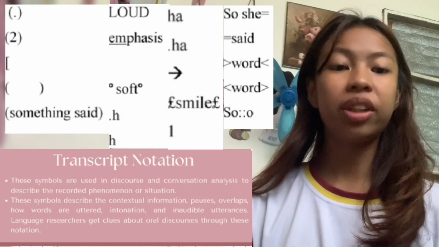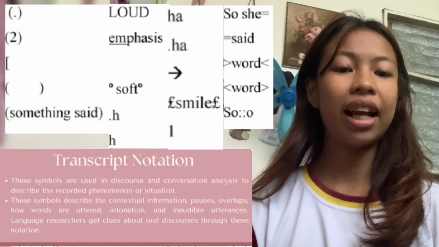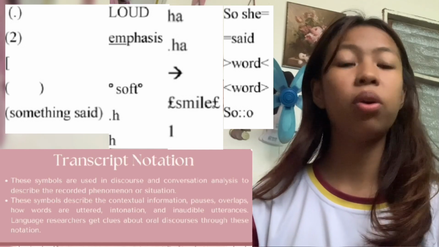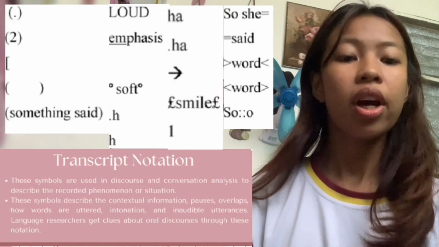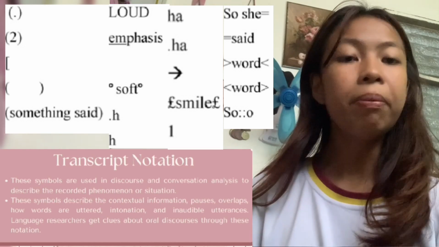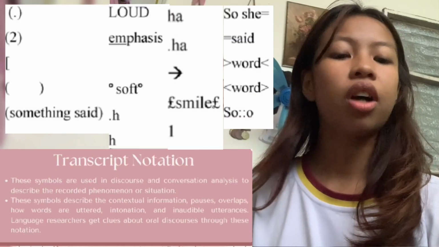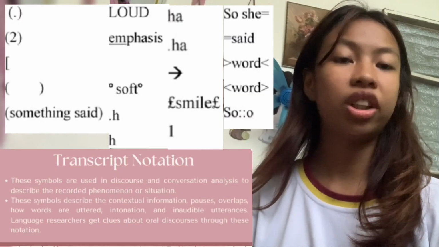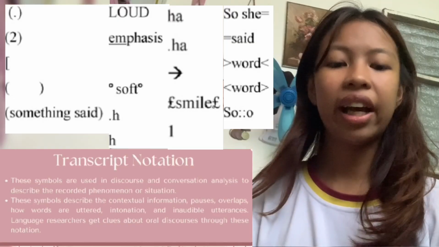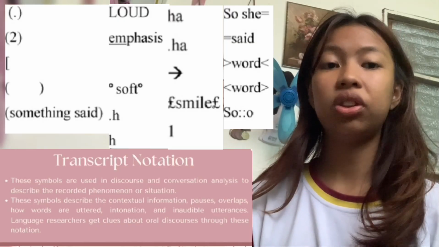And now, to know more about Jefferson's transcript notation, let's have Charnan Postrano discuss it. Let's know more about transcript notations. Transcript notations are symbols that are used in discourse and conversation analysis to describe the recorded phenomenon or situation. These symbols describe the contextual information, pauses, overlaps, how words are uttered, intonation, and inaudible utterances. Language researchers get clues about oral discourses through these notations also.